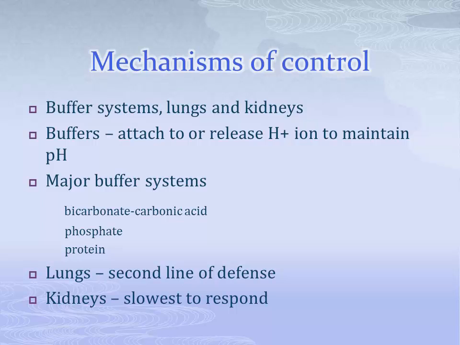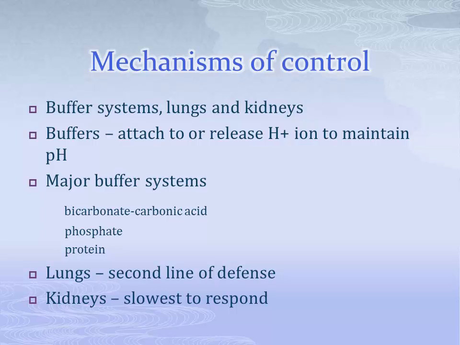If we happen to have way too many metabolic acids, then too much bicarb is going to be used up. And then we're going to have acidosis because we don't have enough bicarb to balance the amount of carbonic acid that is being created.